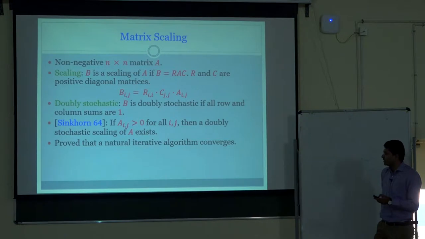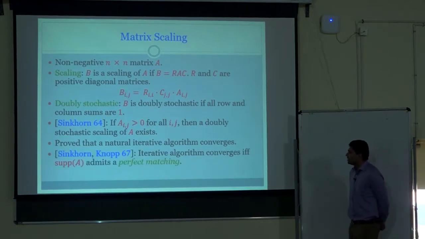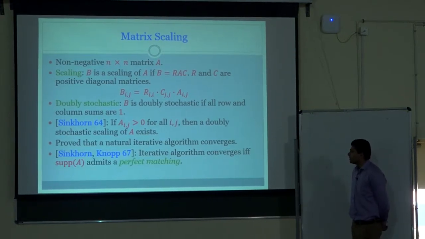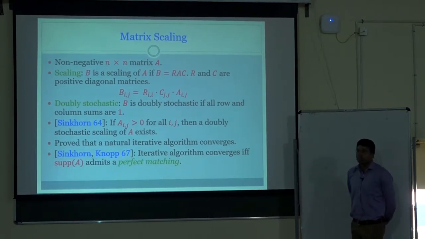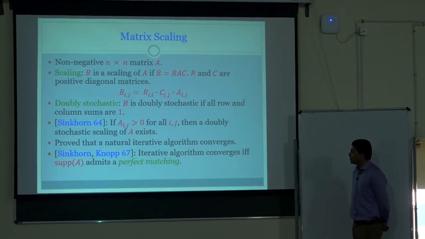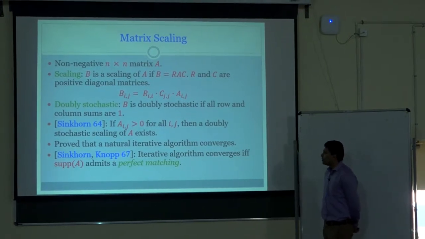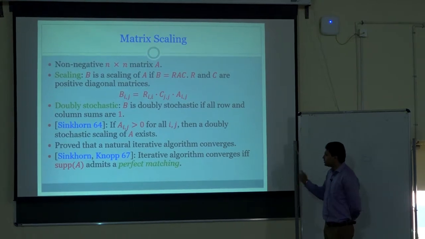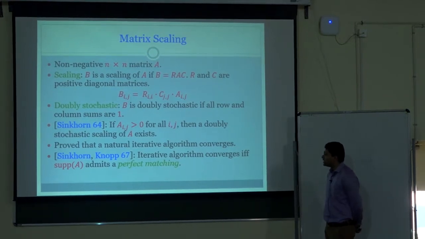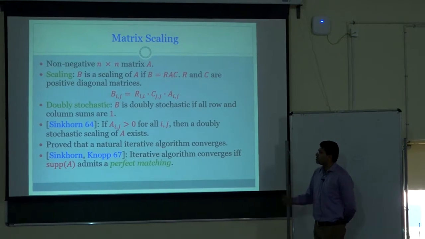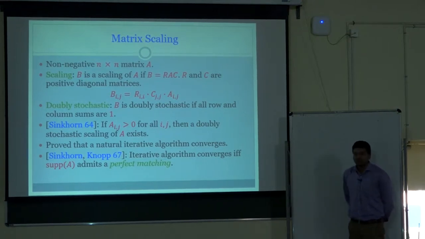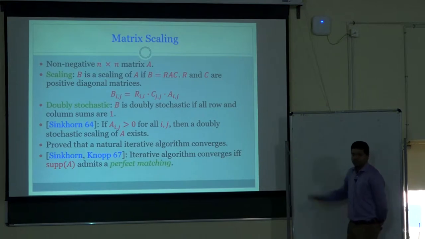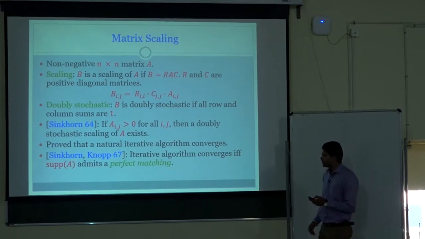The definition of scaling here is doubly stochastic. Later in 1964, Sinkhorn and Knopp also proved that this problem of scaling captures the problem of bipartite perfect matching. You have this matrix A, and you want to know when the scaling exists or when this iterative algorithm converges, and they proved that it converges if the support of this matrix A, which is a 0-1 matrix, defines a bipartite graph, and that graph has a perfect matching. Otherwise not. This will become clearer in future slides.